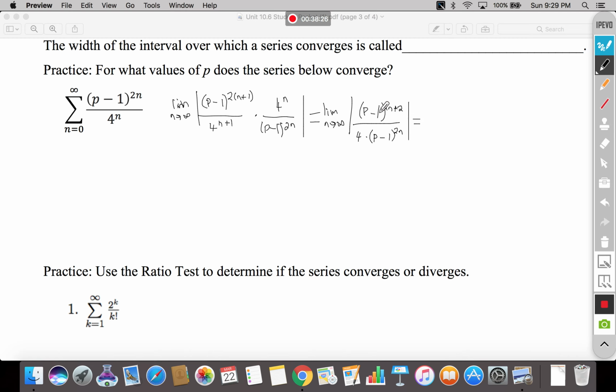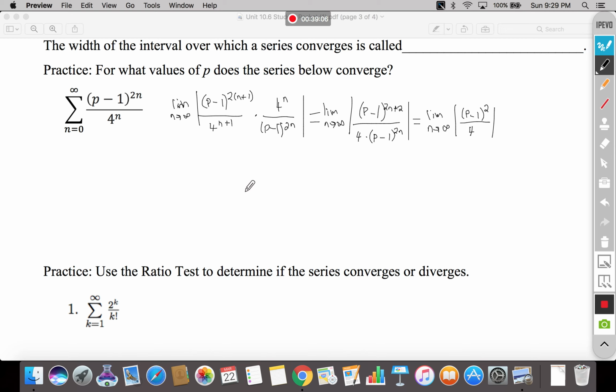So the p minus 1 to the 2n will cancel out, leaving me p minus 1 to the 2 up top. This will be the limit as n approaches infinity of the absolute value of p minus 1 squared, because the 2n values will get rid of each other, and we'll have p minus 1 to the 2 over 4. Okay, and I want this thing to converge. There are no more n's left. Okay, so what does that mean for me then?